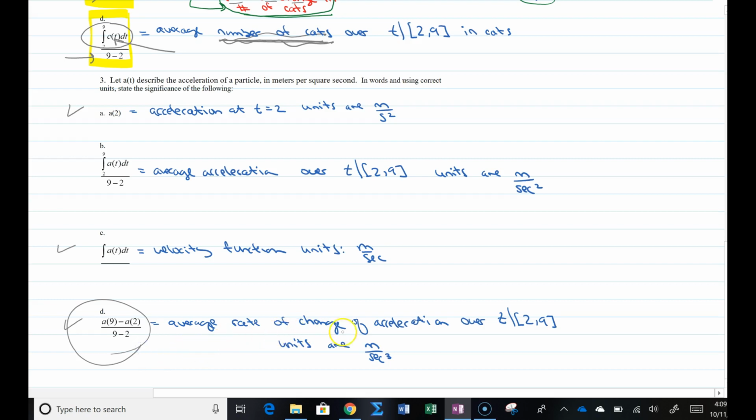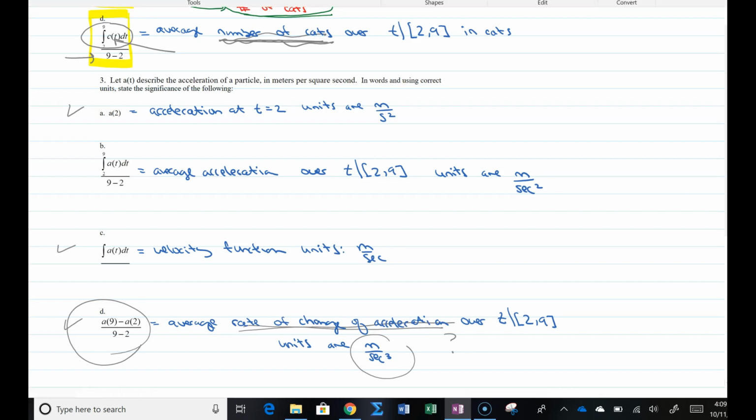This is the average rate of change of acceleration over 2 to 9. Units are meters per second cubed, okay? There is a word for rate of change of acceleration. It's called torque. Is it called torque? Or is it called hyper? I don't remember. But it's the average rate of change of acceleration.